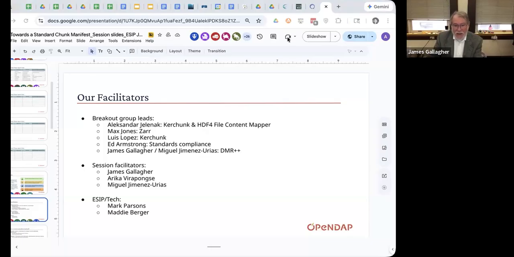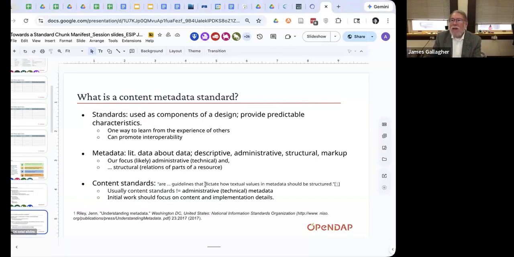And the facilitators are myself, Arika, who's been speaking already, and also Miguel. And then Mark Parsons and Maddie Berger are the ESIP representative and tech folks. So, any questions so far?